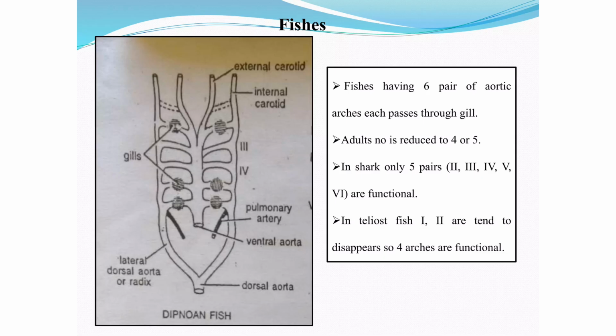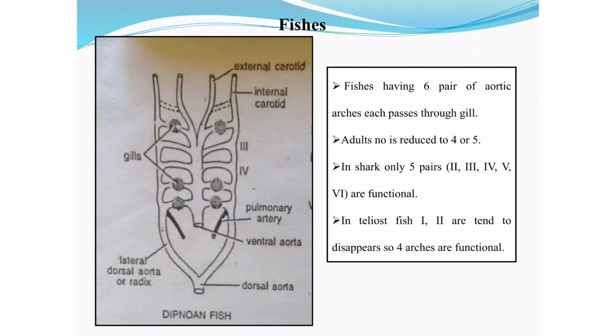Now observe this picture. The primitive elasmobranch has 7 pairs of aortic arches and Hexanchus has 6 pairs of aortic arches. Scoliodon contains 5 pairs of aortic arches and teleosts contain 4 pairs of aortic arches.